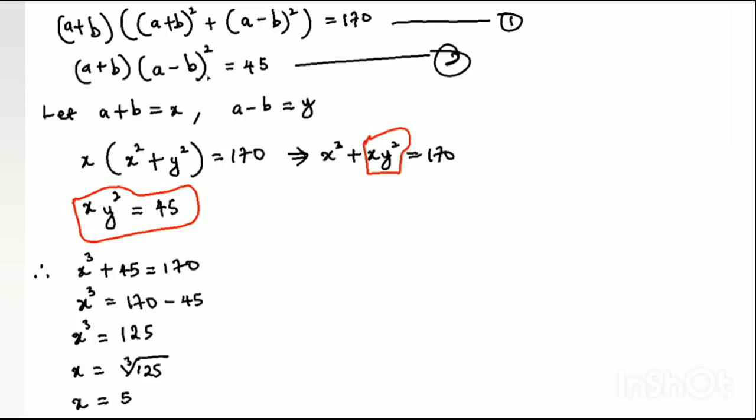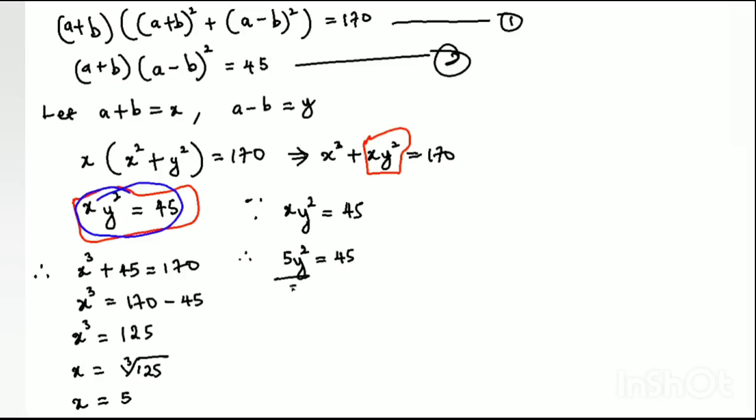So we have that our x is equal to 5. So let's plug in this value of x in this equation here. So we're going to have that, because xy squared is equal to 45, so therefore my x becomes 5, then 5y squared equals 45.